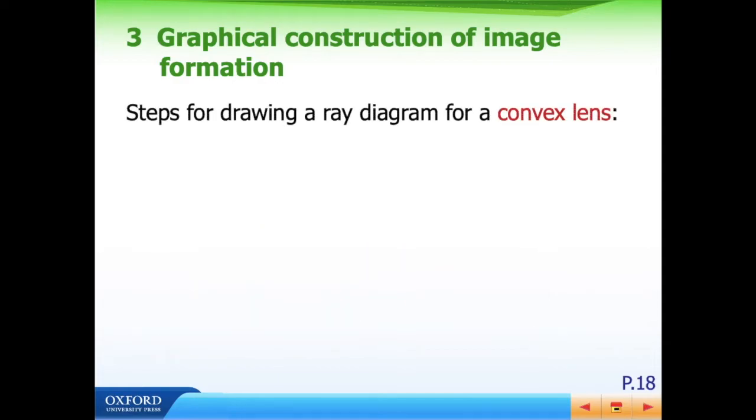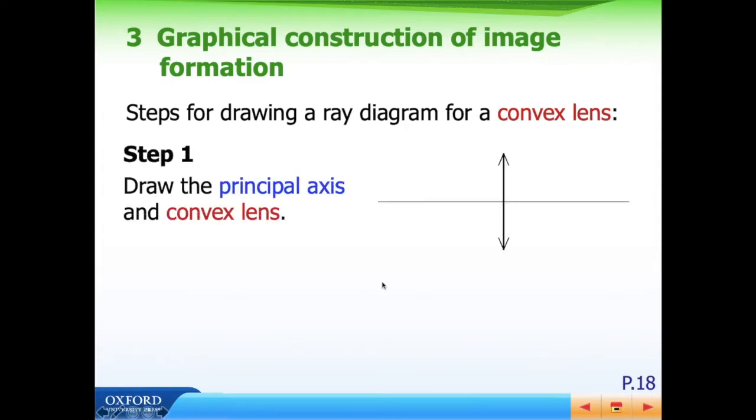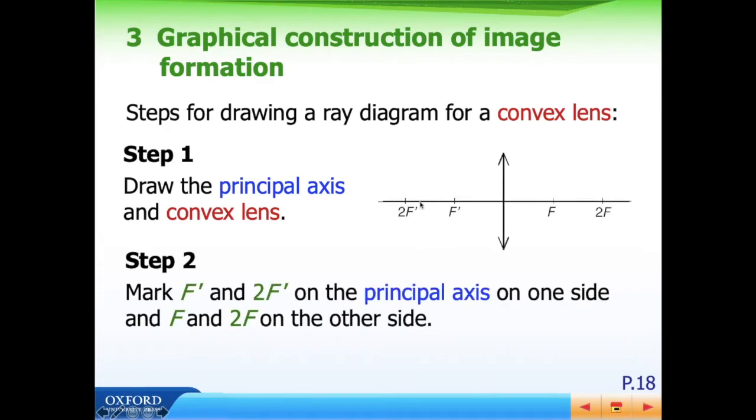Now, these are the steps for drawing a ray diagram for a convex lens so that we can locate exactly where our image has been formed. Okay, step 1, you draw the principal axis and the convex lens. So this is your convex lens and this is your principal axis. By the way, your principal axis should always be perpendicular to your lens. Step number 2, you mark your F prime and 2F prime on the principal axis on one side and F and 2F on the other side.